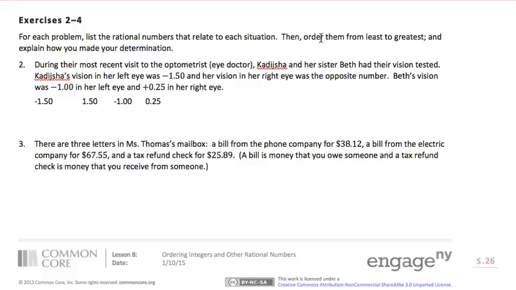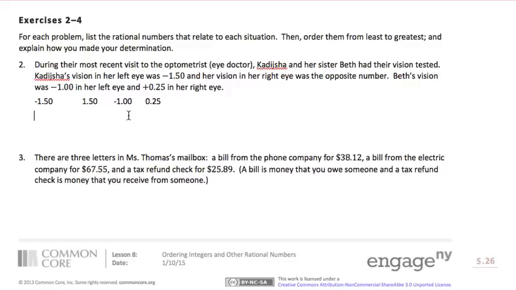We are ordering these numbers from least to greatest according to our directions. So furthest to the left on the number line would be negative 1 and 50 hundredths. Then would be negative 1. Then would be 25 hundredths, and finally 1 and 50 hundredths. Least to greatest.